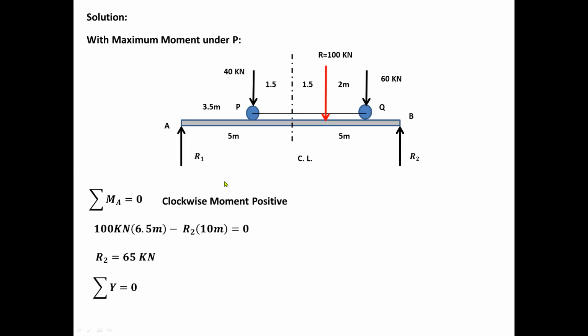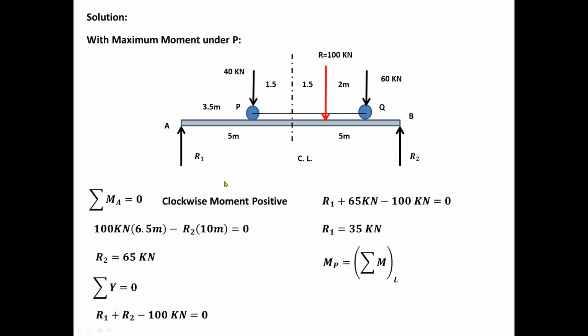And then let us take summation of forces vertical or y is equal to 0. R sub 1 plus R sub 2 minus 100 kilonewtons, which is actually our resultant. And then we can now calculate for the value of R sub 1, which is equal to 35 kilonewtons. And then summation moment at P, or MP, is equal to summation moment of left. MP is equal to R sub 1 times X. Okay? So let us calculate now.